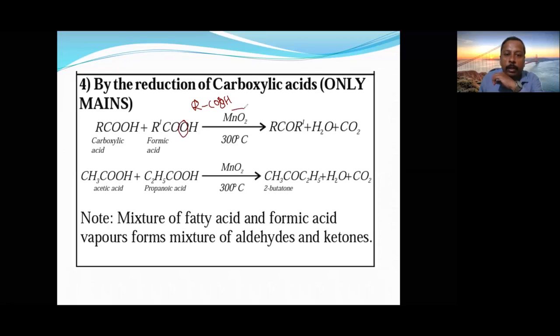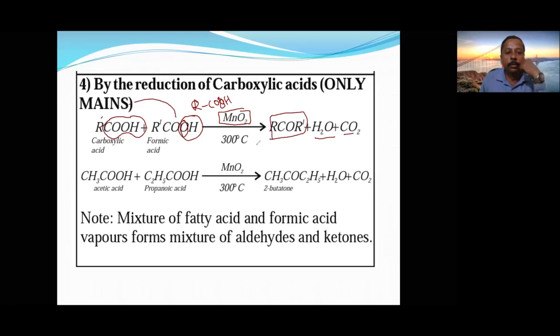And who will go and remove it from the acid? Our manganese dioxide. The purpose of manganese dioxide is to pick up OH from the one carboxylic acid and H and CO2 from the other carboxylic acid. So this will be H2O, CO2, and this will be RCOR dash, that is, ketone will be produced.